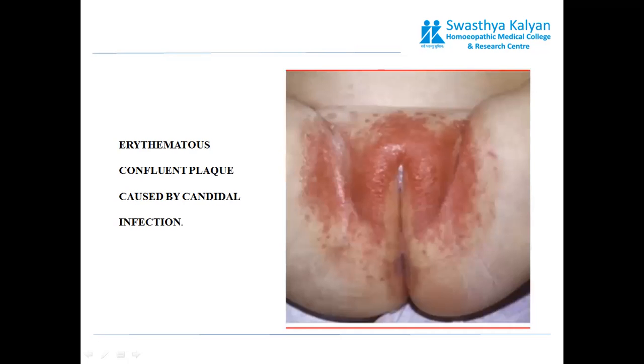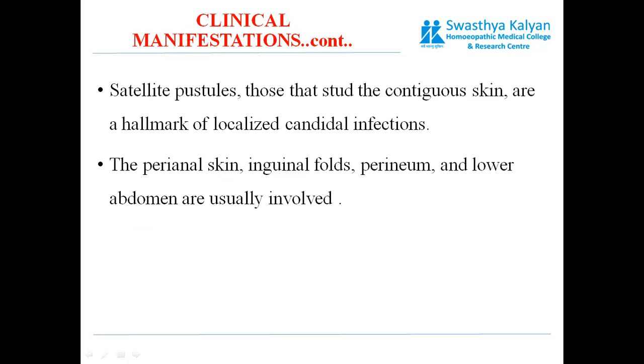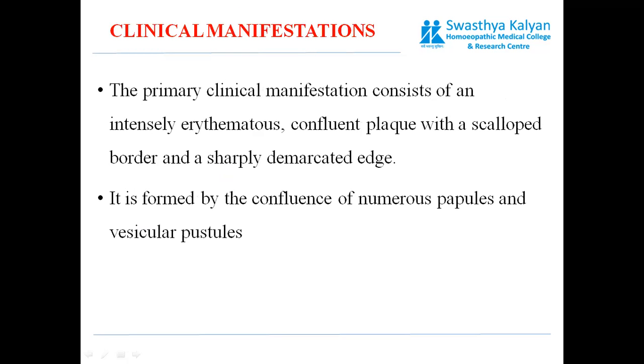Now, this is a picture. Erythematous confluent plaques caused by candidal infection, what we had discussed in the last slide. The primary manifestation of diaper rash consists of intensely erythematous confluent plaques with a scalloped border and a sharply demarcated edge.